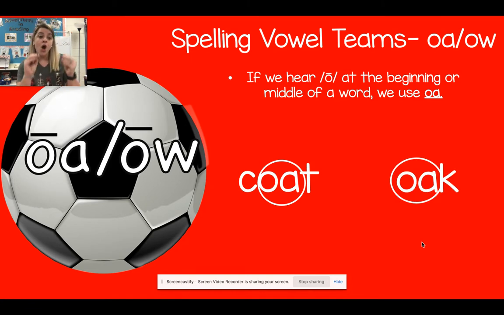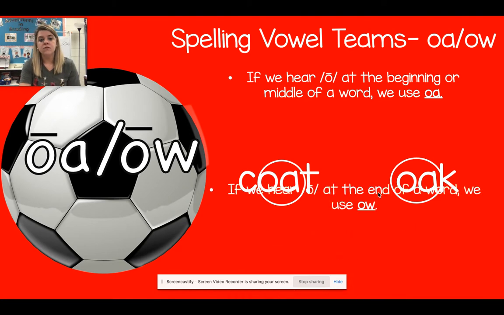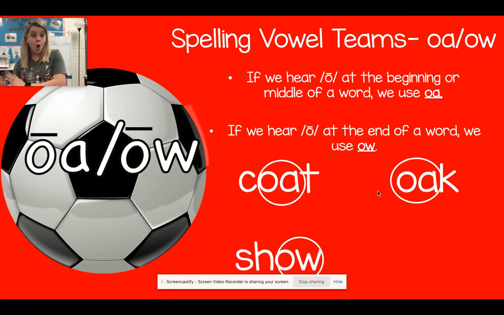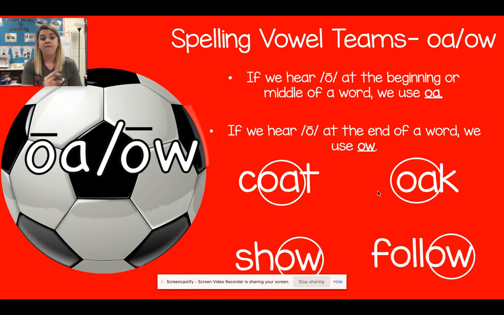Or in the word oak. I hear it at the beginning. Oak. O-A. Okay? Middle or beginning. O-A. Okay? If we hear the O sound at the end of the word or the syllable, we're going to use the vowel team O-W. Okay? Like in this word, show. Sh. O. I hear it at the end, so I know that it's O-W. Follow. I hear it at the end. I know it's O-W, okay?